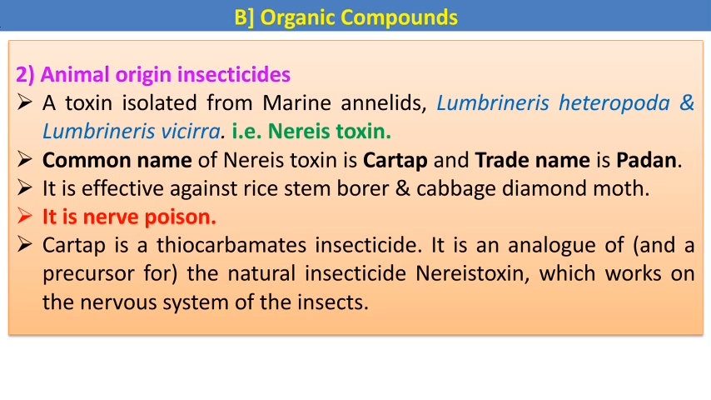and this animal originated insecticide is isolated from the marine annelids, that is Lumbriconereis heteropoda and Lumbriconereis viscera, and the toxic compound present in this is the Nereis toxin. This Nereis toxin is available in the market as Cartap. The toxin is Cartap and the trade name is Padan, and it is very effective against Lepidopteran pests, and it is mostly a nerve poison.